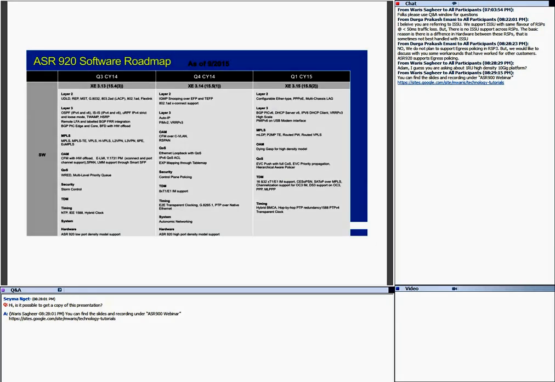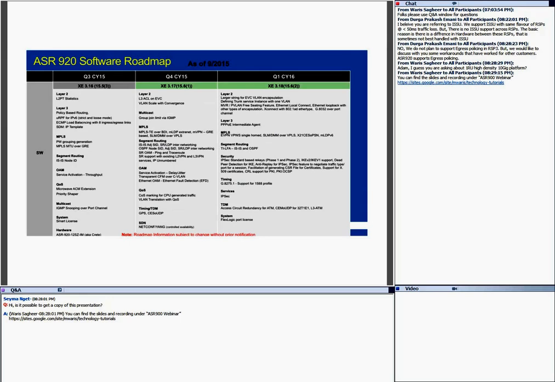Software roadmap. 920 has been shipping for the last 1.5 years, so we are caught up with most of the layer 2 topology-based features, layer 3 topology-based features like unified MPLS, and some IPv6 like 6PE, 6VPE. For the next 2 or 3 releases, we are going to focus on segment routing. By next March, we'll have segment routing on ASR920. You will have a deployable feature set for segment routing, and also a feature set that will help you migrate from an LDP-based network to a segment routing-based network.